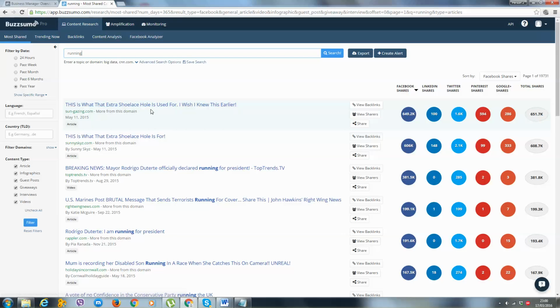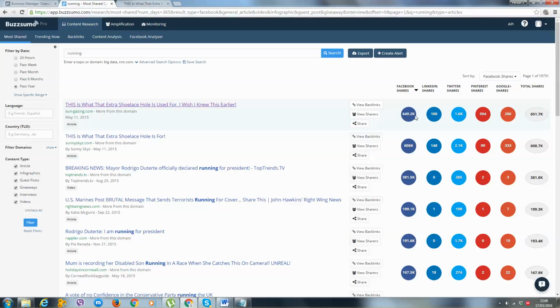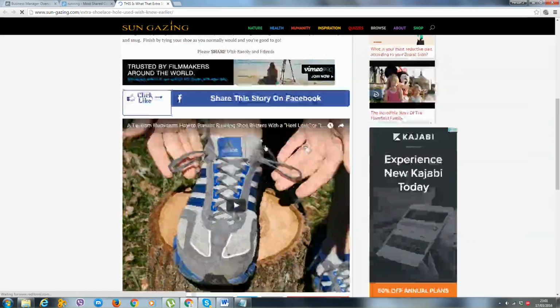This is what the extra shoelace hole is used for. I wish I knew this earlier. Okay, this is actually targetable. You can actually target people with this one. Let's click on it and see what it looks like. It's an amazing article, 649,000 shares on Facebook. Look at that.